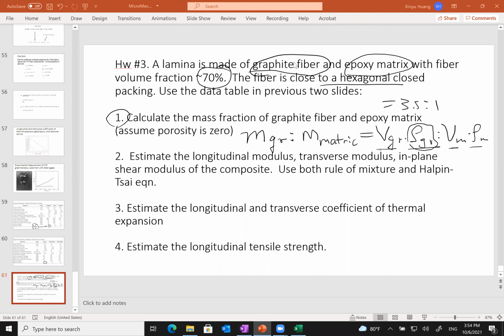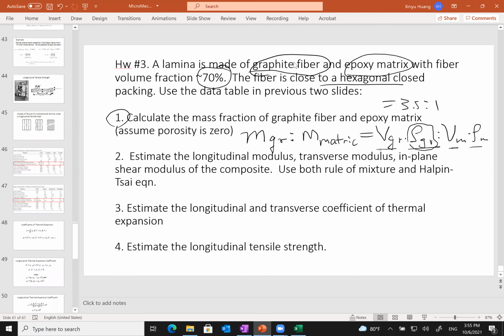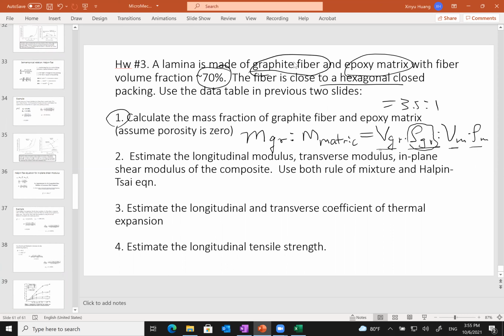All right. The second part is estimating a bunch of moduli, right? Longitudinal means along the fiber. Transverse means perpendicular to the fiber. In-plane shear. Use both rule of mixtures and Halpin-Tsai equation. Okay, this is the second part. So basically in this part, we practice these rule of mixtures and Halpin-Tsai.